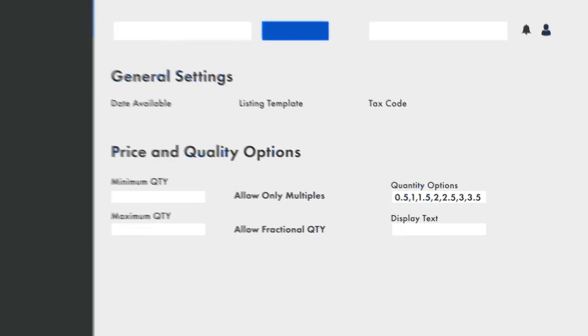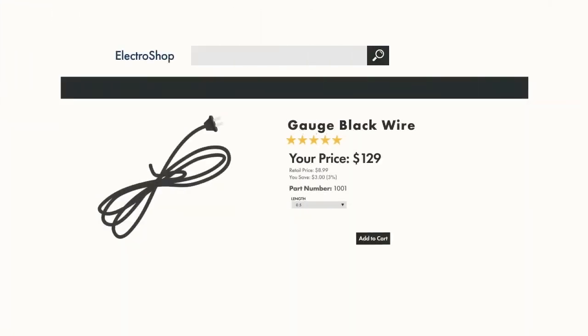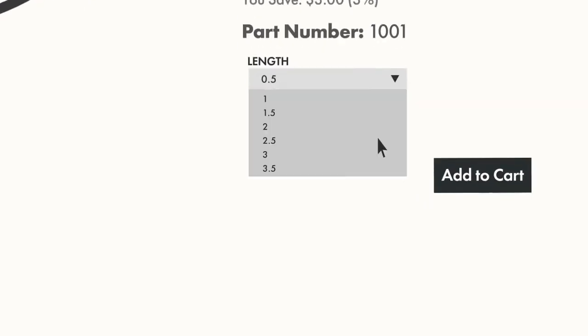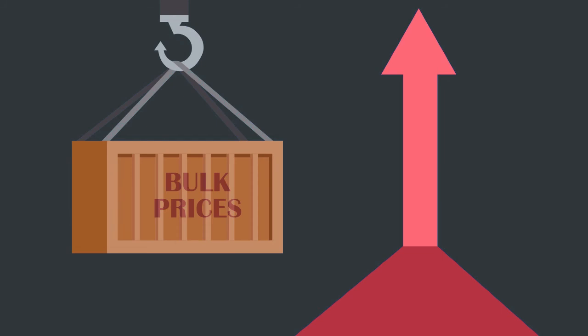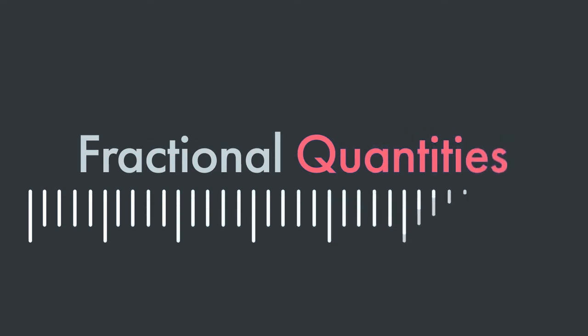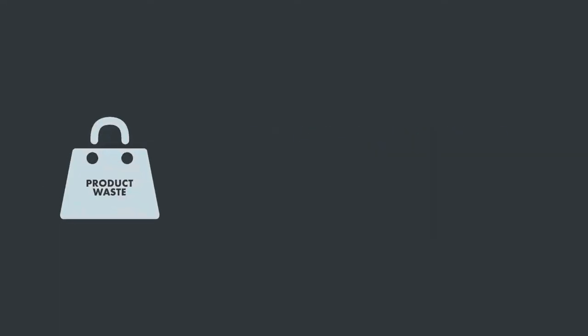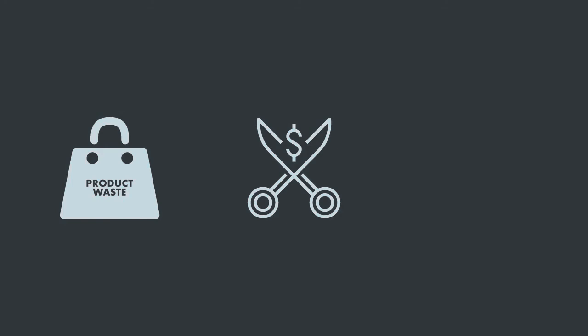And even preset fractional quantities, where the customer can only select specific quantities from a drop-down menu. Plus the ability to offer bulk pricing discounts based on fractional quantities tiers to incentivize customers to order more of your products. With Shift4Shop Fractional Quantities, you can prevent product waste, reduce extra expenses, and increase customer satisfaction.